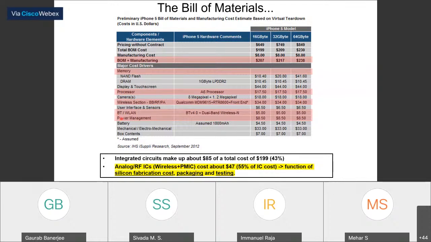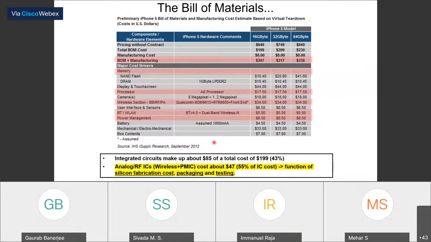And you would also have subsidiary, or supporting, wireless technologies. Your smartphone has Bluetooth and wireless LAN. You will have PMICs, which cost a lot of money. But for this particular model, they found that out of a total cost of about $200, about $85 was from integrated circuits.